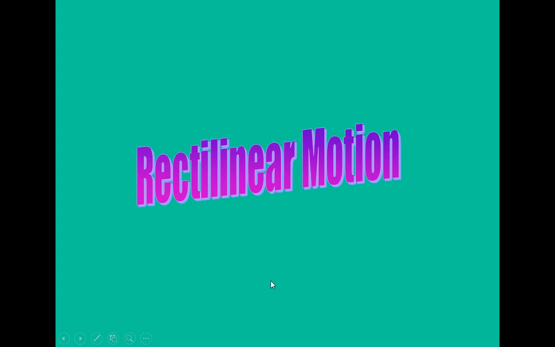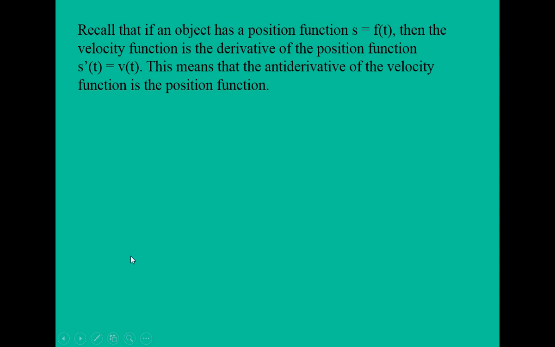Rectilinear motion. Let's look at a problem involving straight line motion. That's rectilinear motion. Recall that if an object has a position function s equals f of t, then the velocity function is the derivative of that position function. This means the antiderivative of velocity is position. So if we take the velocity function and find the antiderivative of the velocity function, that gives us our position function.